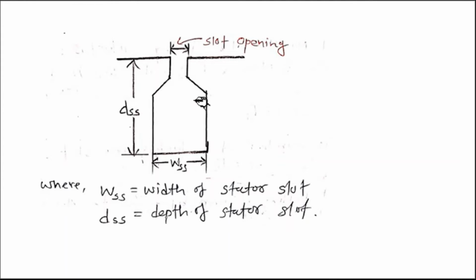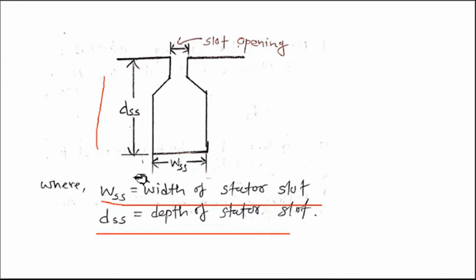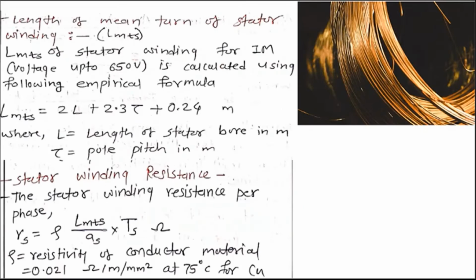This is the cross section of a typical slot. As you see, this is the semi enclosed slot. WSS stands for width of stator slot and DSS stands for depth of stator slot. So remember this notation: WSS, width of stator slot, where SS stands for stator slot and W stands for width; DSS, where D stands for depth and SS stands for stator slot.